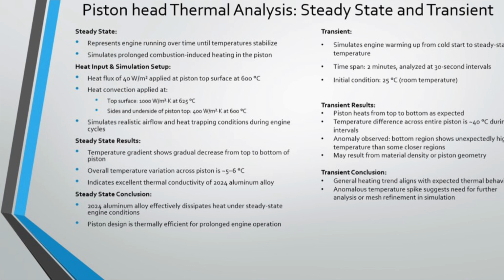While both studies were illustrated with gradual temperature gradients, with the hottest points being at the top of the piston and the coldest at the bottom, the temperature difference across the parts was drastic, with a 5-degree difference for steady state and a 40-degree difference for transient. However, there were some abnormality spikes throughout the transient case at the bottom of the piston head, which could result from geometry or material density.